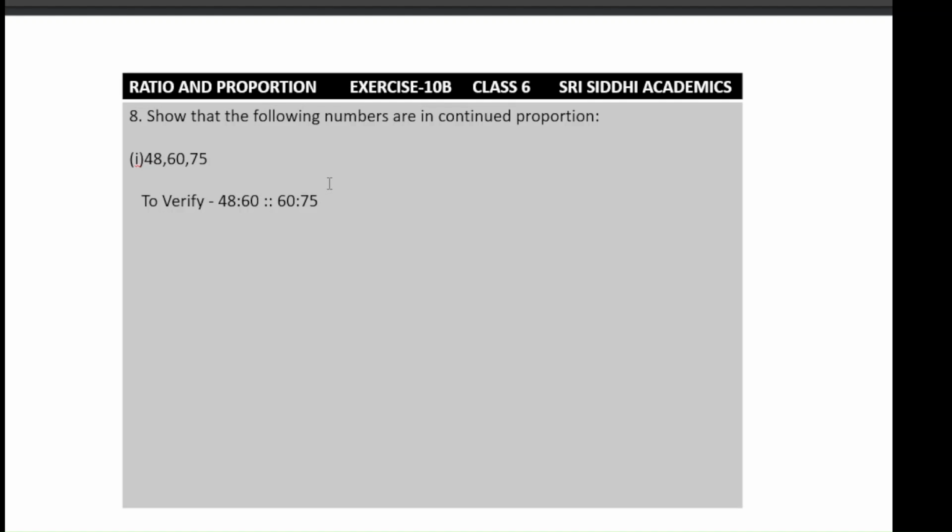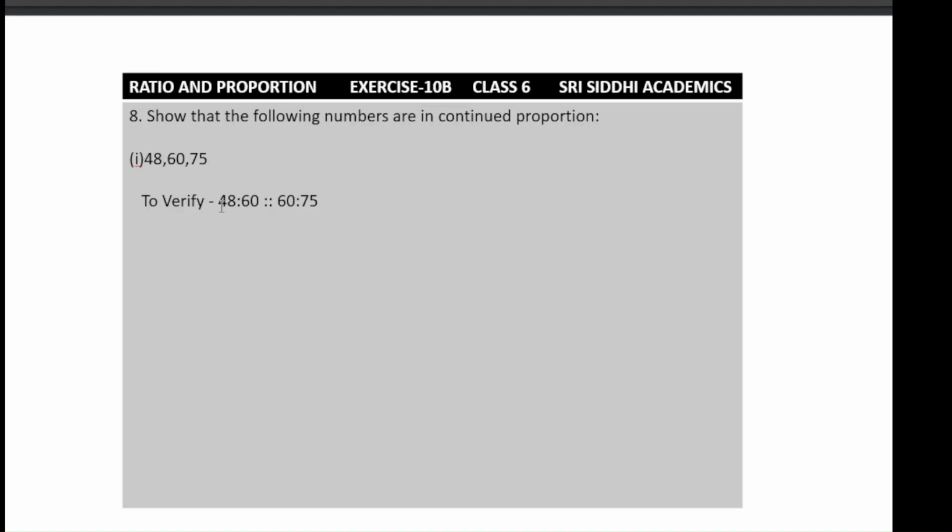So let's start. Here the question number 8 we'll start with. It says show the following numbers are in proportion. So what are the numbers? Number 1 I have taken 48, 60, 75. Now what is continued proportion? Continued proportion means the number in the middle is the same. Normally in a normal proportion we see 4 digits, but here there are 3 digits, right? Here the middle digit is there in this ratio, also in this ratio. Both the ratios we will get that the means of this particular proportion is 60. That is why 3 numbers have been given.